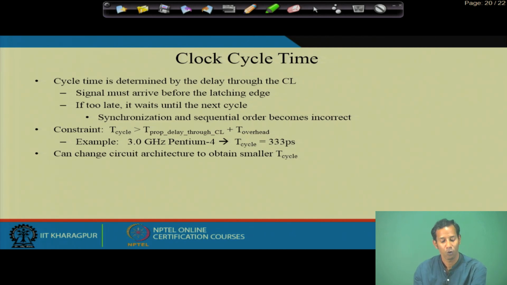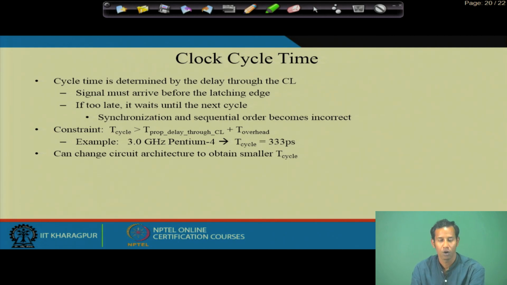Why? Because all the signals have to arrive before the latching edge, and if a signal arrives too late, it waits until the next cycle. That means it will miss that particular clock edge, and then what will happen? Because of that, the synchronization and the sequential order will become incorrect. If the input coming from the combinational logic to the registers is delayed, the data will be missed at the event I intend, and it will totally mess up the synchronization and the sequential order of my following design.